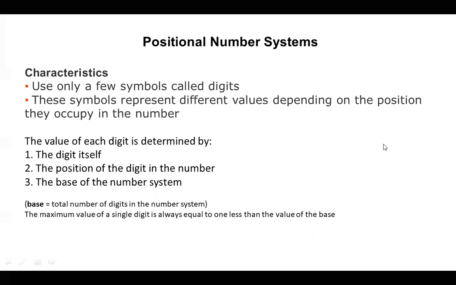The second category of number systems is the positional number system. A positional number system uses a few symbols called digits. These symbols represent different values depending on the position they occupy in the number. The value of each digit is determined by the digit, the position of the digit in the number, and the base of the number system. Now, what is base? Base represents the total number of digits in a number system.